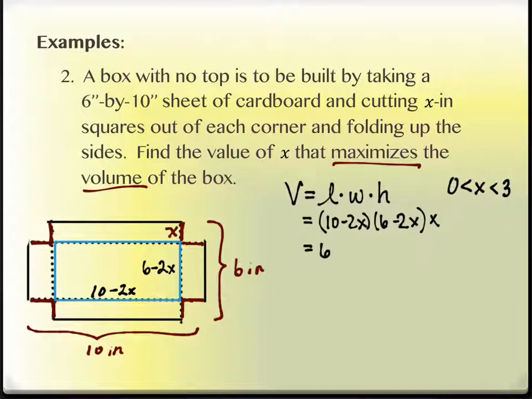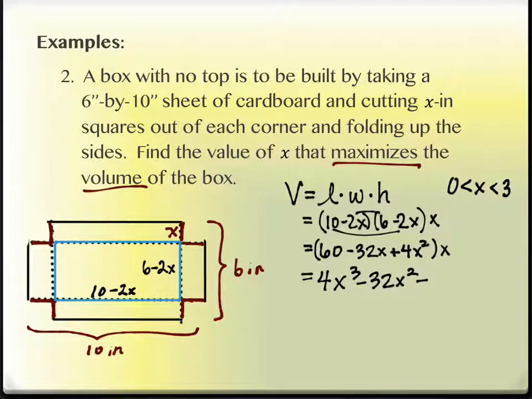So I would have 60, let's see, this is negative 12 and negative 20, so negative 32x, and then plus 4x squared. So I've got, putting in order, 4x cubed minus 32x squared plus 60x. Is that right? Awesome. Okay, that's what I have down too.